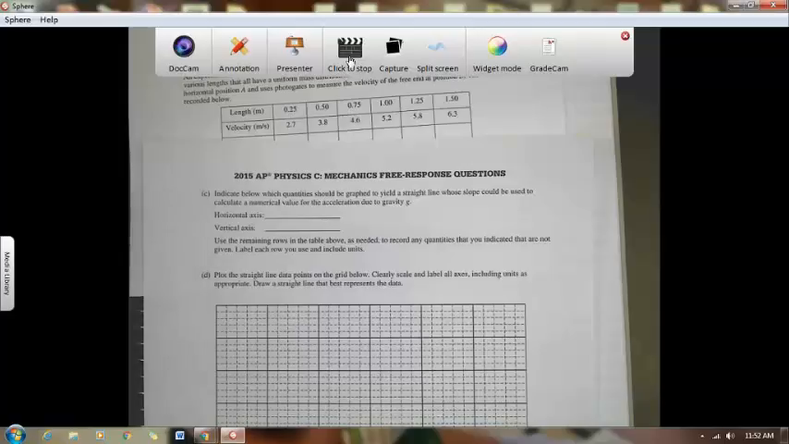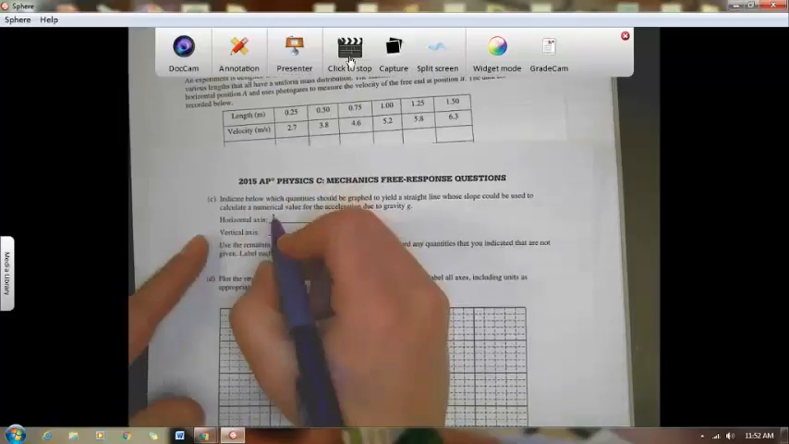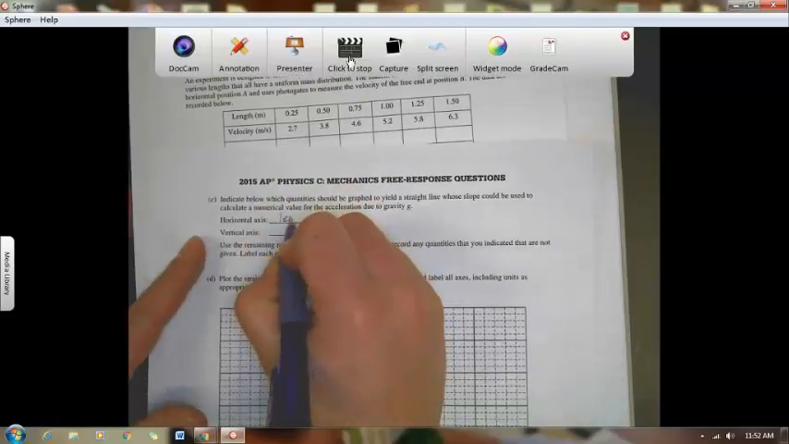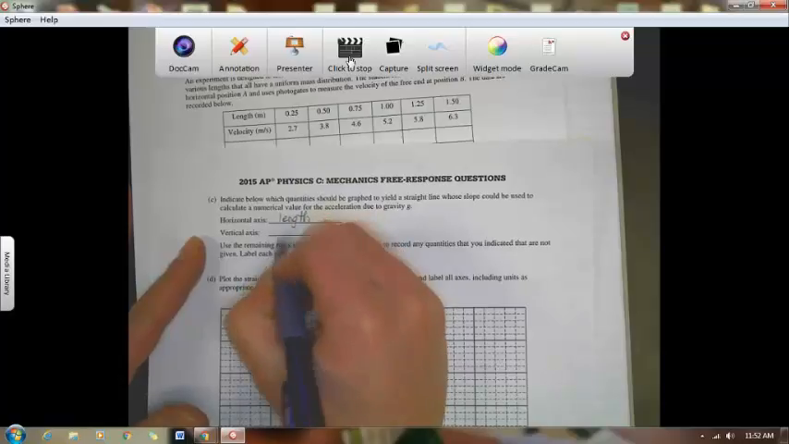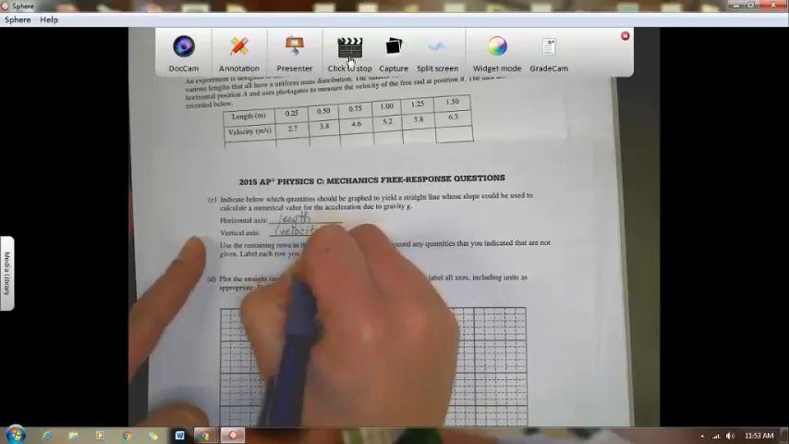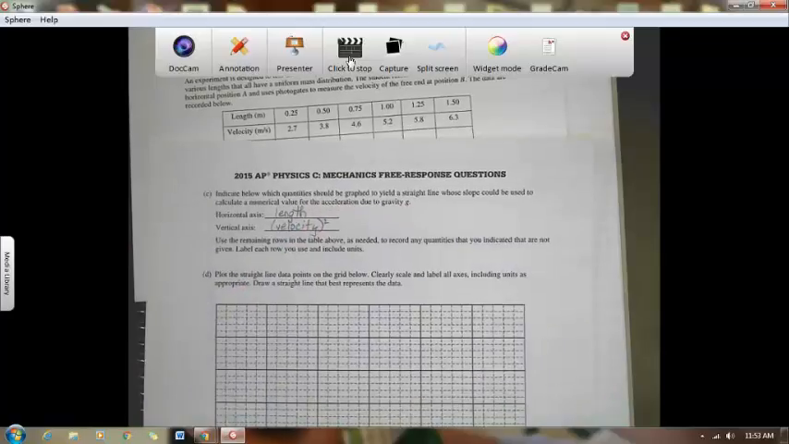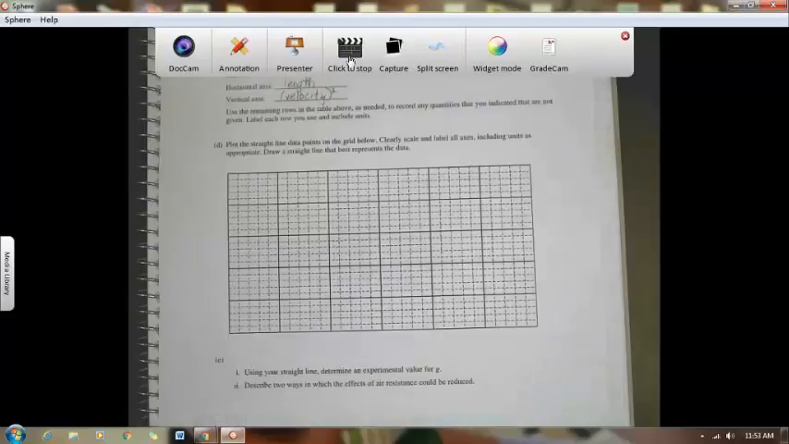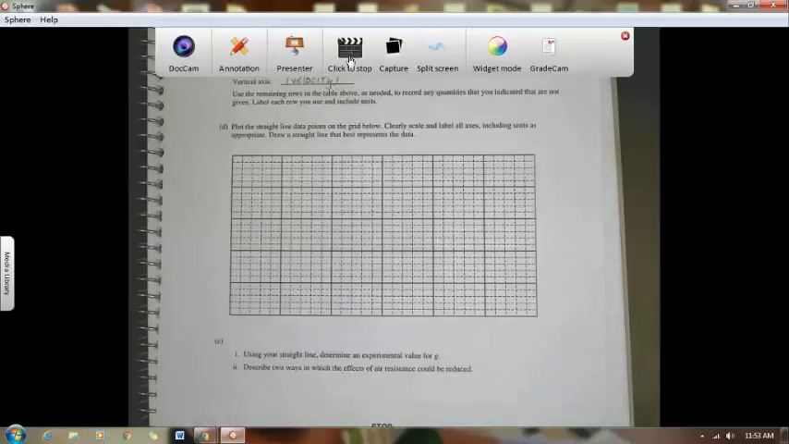Okay. You're then asked to graph the data and draw a straight line, as well as find a line of best fit. So all you need to do is actually plot that out. Okay? The last question says use your straight line to determine an experimental value for G, and describe 2 ways in which the effects of air resistance could be reduced. So I'm going to go ahead and show you part I.